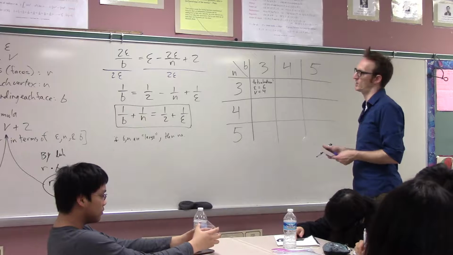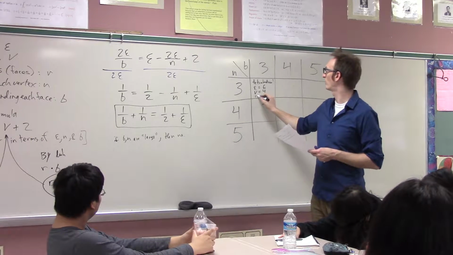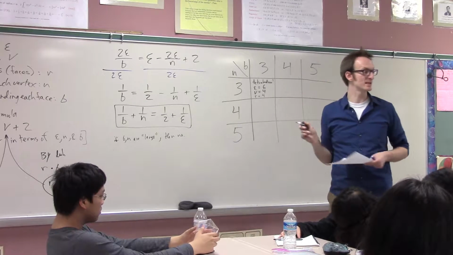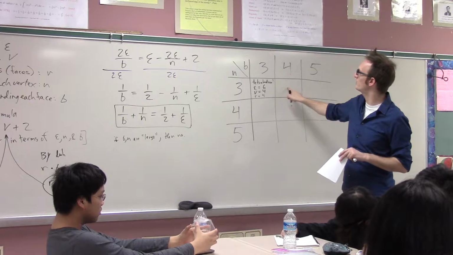Is there anything else to say? R, I guess. What's R? R is 12 over 3, which is also 4. And indeed, there are 4 faces in the tetrahedron, so it's all working out. Okay, let's do another one. How about this one? N is 3, B is 4.